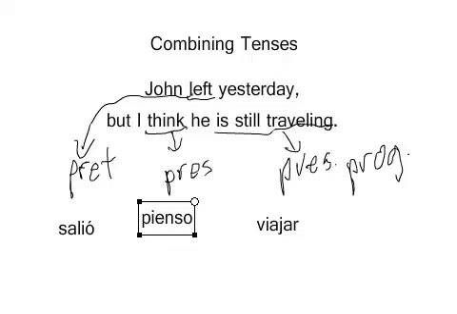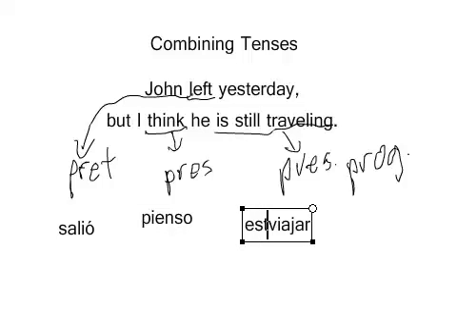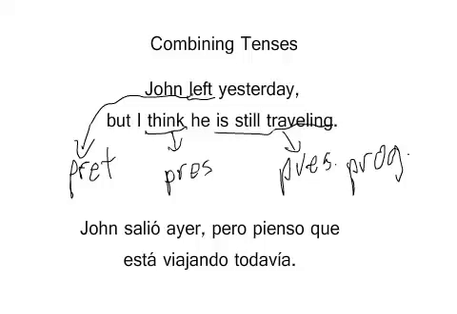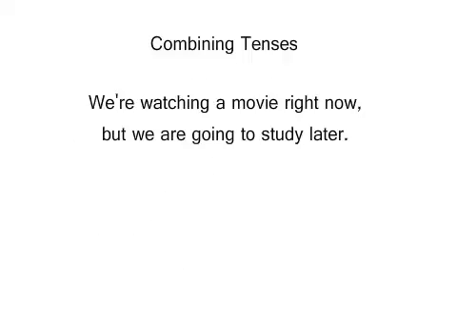If we say he is still traveling, remember the present progressive has two parts. A form of estar, which in this case will be está because it's he, and then the gerund. Está viajando. And again, then we would add in the rest of our sentence, which would give us something along the lines of John salió ayer, pero pienso que está viajando todavía. Fairly long sentence, three separate tenses here, but they can all be used together, and it gives us a more natural sounding sentence. And our last example would be the same thing.